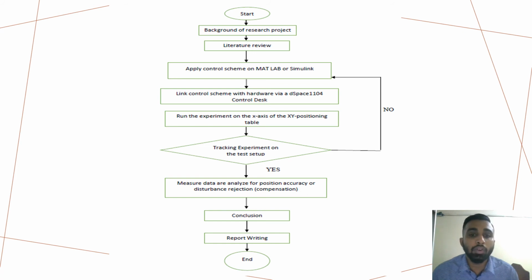Run the experiment on the x-axis of the XY positioning table. Tracking experiment on the test setup. If it has failed, we go back to the apply control scheme on MATLAB or Simulink step. If yes, then we continue to measure data and analyze for position accuracy or disturbance rejection, and then we go to the conclusion and we complete the report and our project is completed.